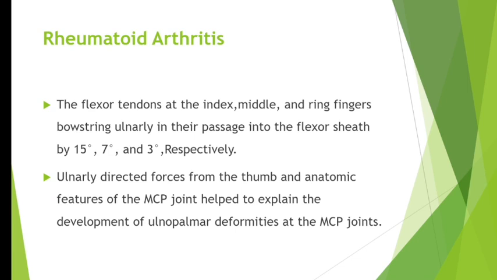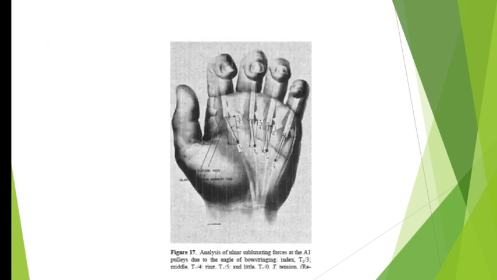Another thing, if you see, most of our flexor tendons come from the ulnar side. So the flexor tendons of the index, middle and ring fingers usually bowstring ulnarly in their passage into the flexor tendon sheath by 15, 7 and 3 degrees respectively. So this also acts as a deforming force for the fingers to go into ulnar deviation. So these ulnarly directed forces from the thumb and also the anatomical features of the MCP joint help us to explain the development of ulno-palmar deformities in the MCP joint in rheumatoid arthritis.